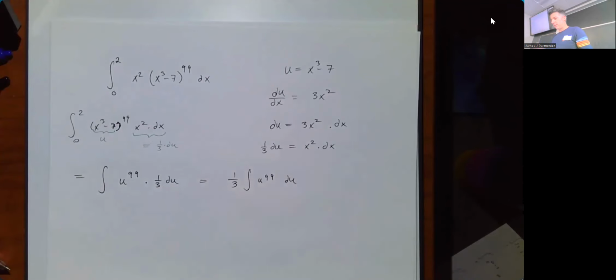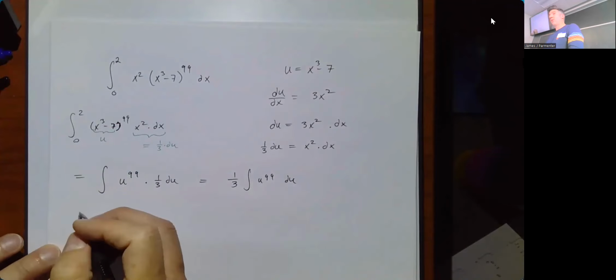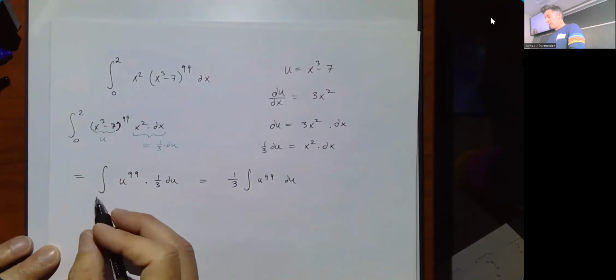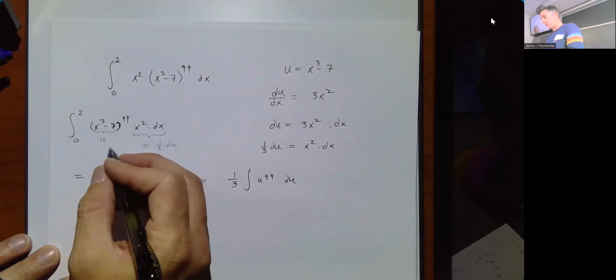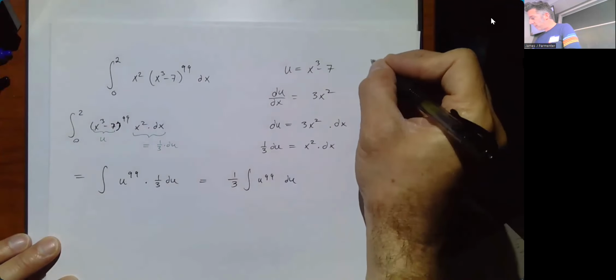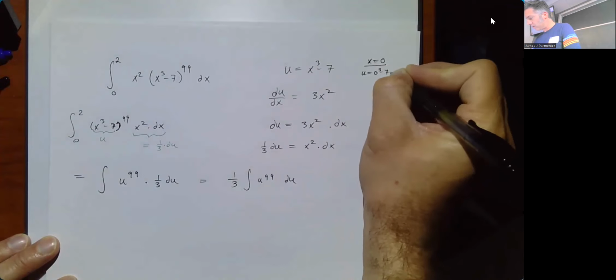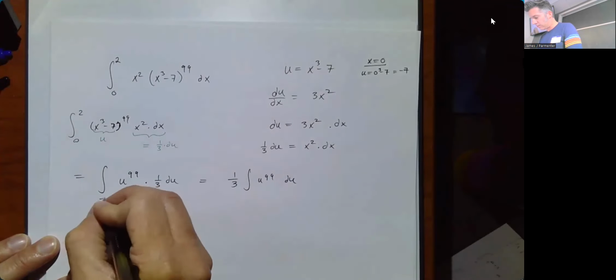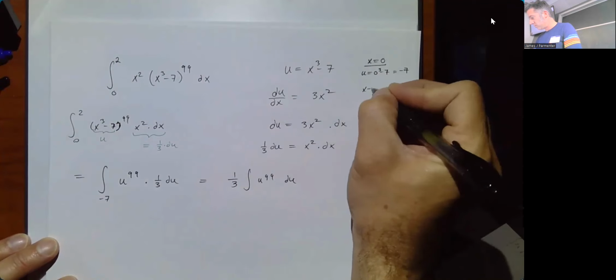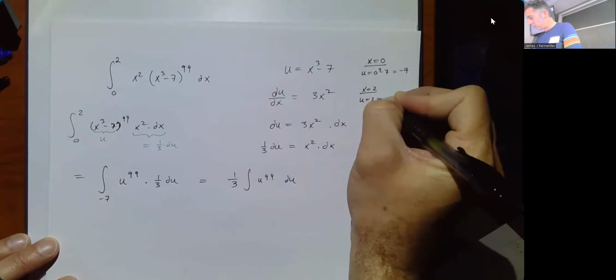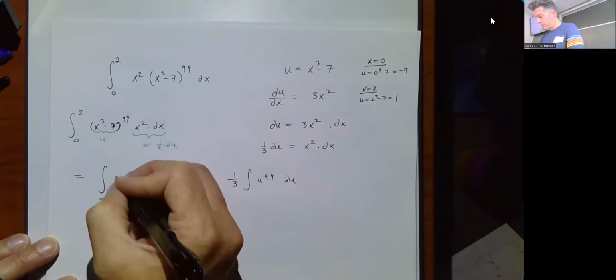I'll say one last thing and then I'm done. I personally would also change the limits of integration. So instead of writing x equals 0 and x equals 2, I would say, if x equals 0, u is going to be 0 cubed minus 7, which is -7, which is going to be terrible. And if x equals 2, u is going to be 2 cubed minus 7, which is 1.